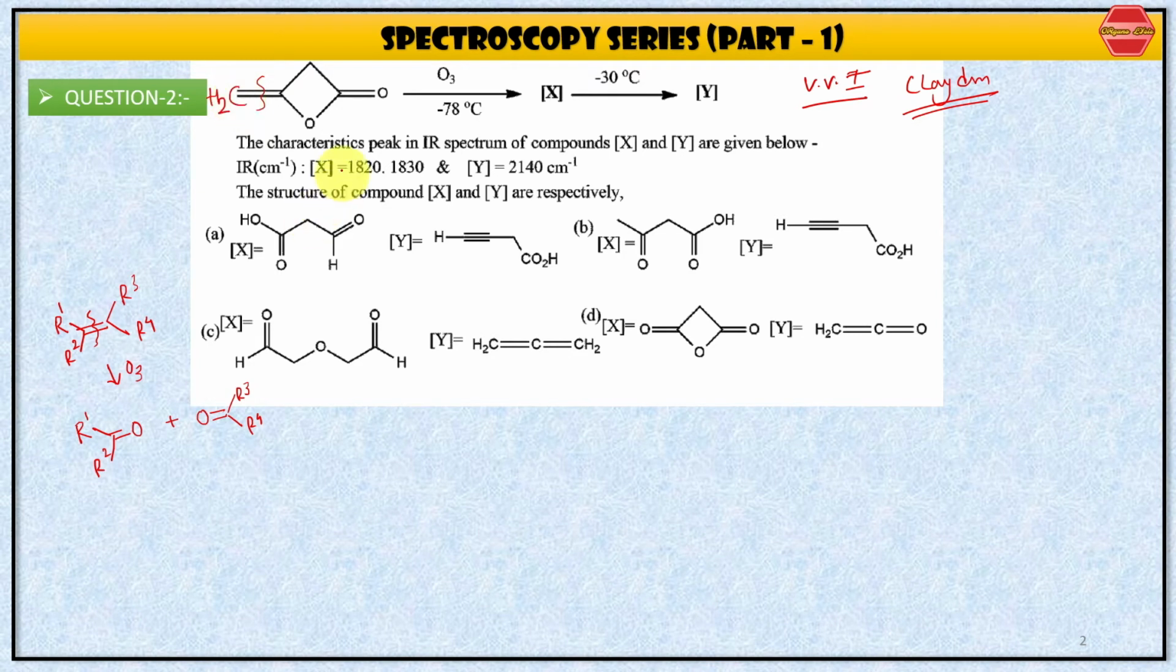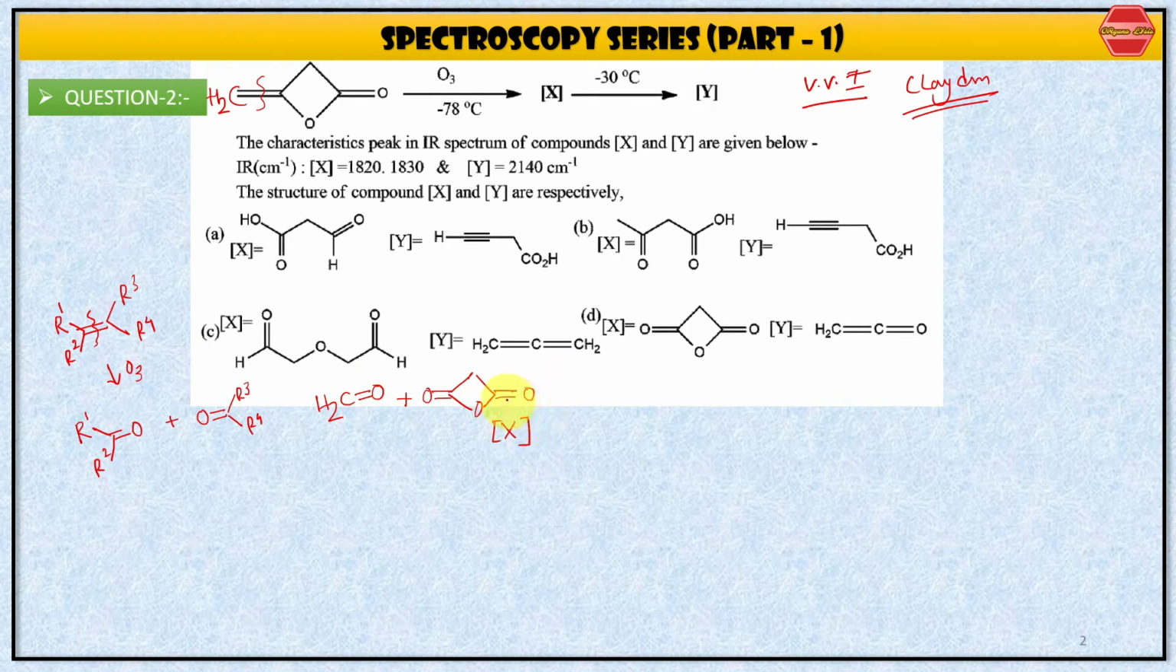Now, see that after the ozonolysis, it can do this one. So then it will do this one, right? It can generate this product plus H2C double bond O. So this is your compound X.